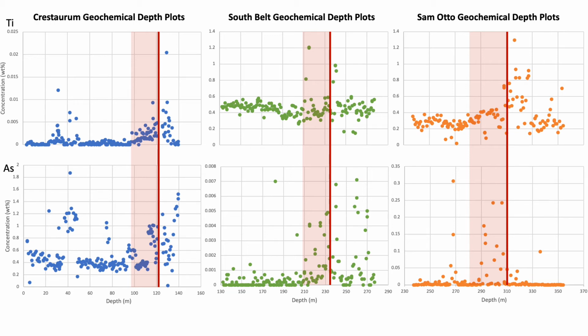Taking a look at arsenic, which is this bottom row, we're seeing an increase in arsenic concentrations in the Crestaurum area, an increase in arsenic concentrations in the South Belt area, and also an increase in arsenic in the Sam Otto area. So an enrichment in titanium and arsenic approaching high-grade gold is shared across all three drilling locations.